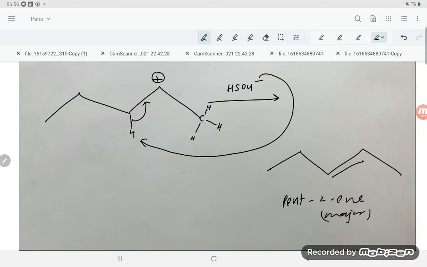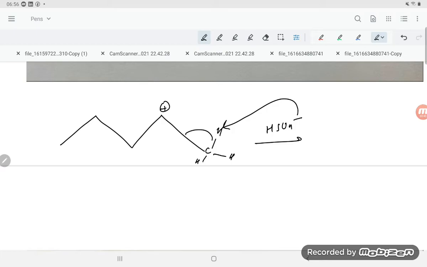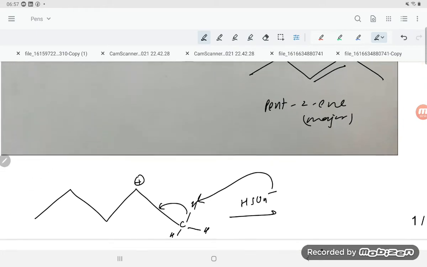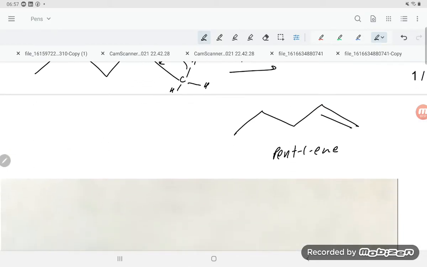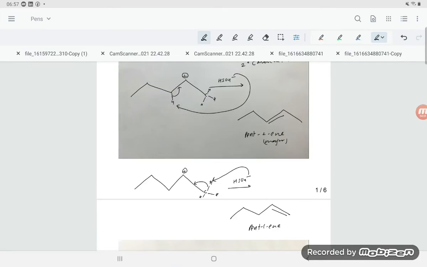Now another possibility is there, that in this compound the base can take this proton. Whatever the base is there, HSO4 minus, it can take this proton and this bond will shift, and pent-1-ene will form. This is the pent-1-ene. So dear students, pent-2-ene and pent-1-ene, two things are there.